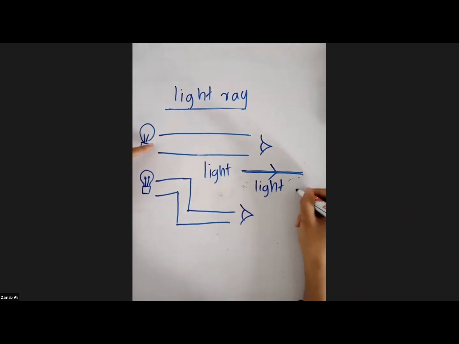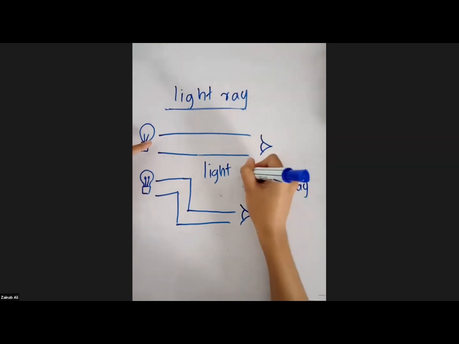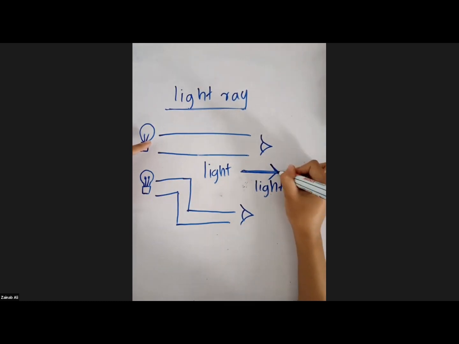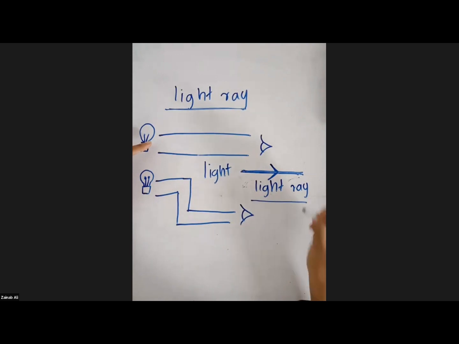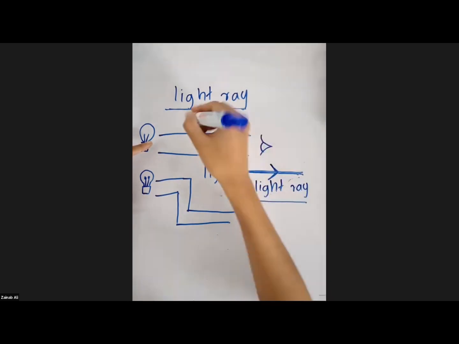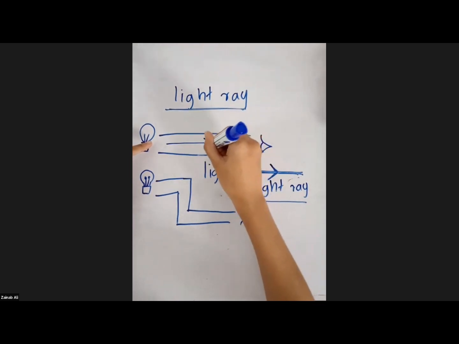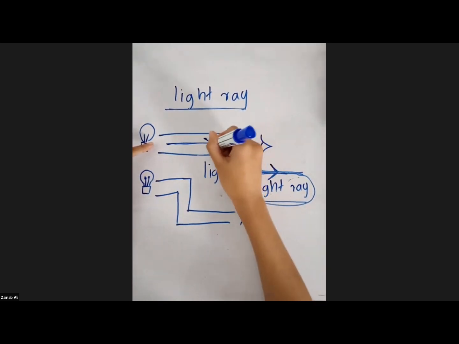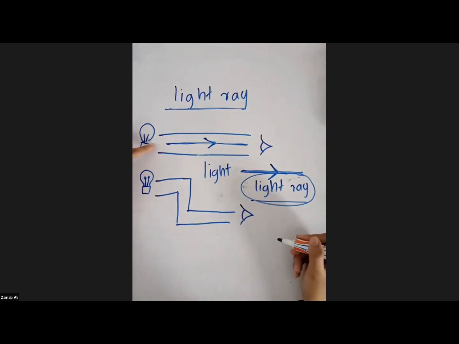So how do we draw a light ray? Because light travels in a straight line, you're going to put a straight line and an arrow like this. That's how you draw a light ray. If they ask you what is known as a light ray, you should be able to answer: the path in which the light travels is known as a light ray.